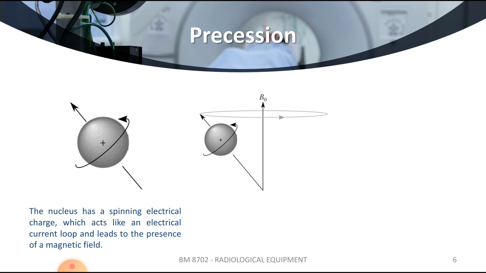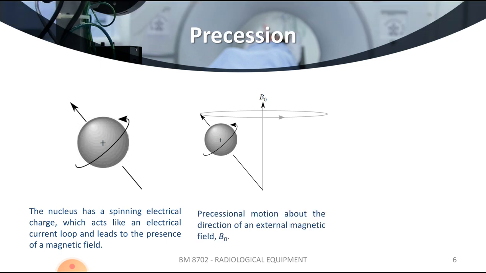What happens in case of precession? It is like a top-like motion. When you have a top, the toy, right? When you pull the top from its rope, it starts rotating, and over a period of time it spins around its axis. So that is what precession is.